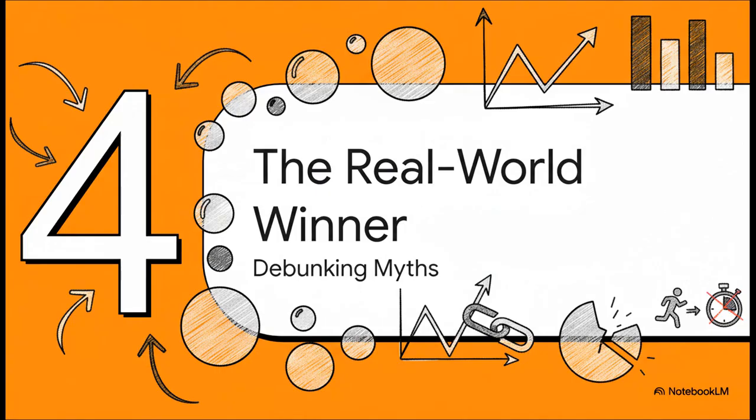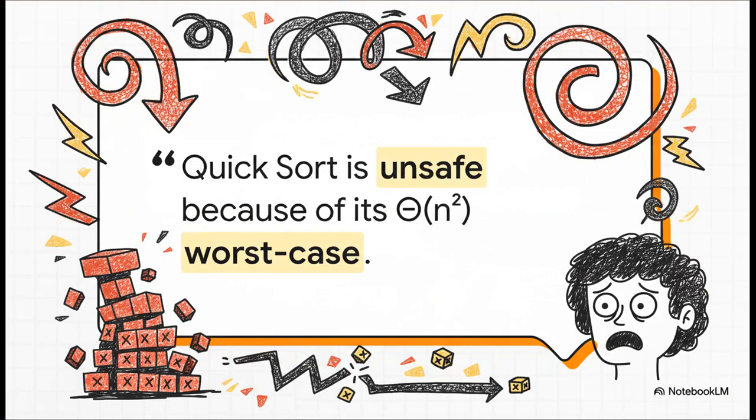So, looking at that table, you might be leaning towards merge sort or heap sort. They seem like the safe, predictable choice, right? Well, now we get to the surprising part. We're about to debunk a very common myth and reveal why the best theoretical stats don't always win you the prize in the real world.